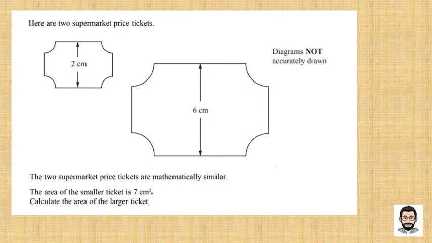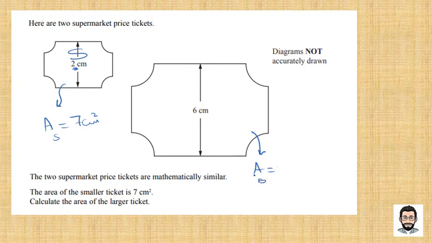The two supermarket price tickets are mathematically similar. So this is similar to this. Yeah, it's clear. The area of the smaller ticket is 7 centimeters squared. The area means, if I shade this part, this is the area. So the area of this small ticket equals 7 centimeter squared. But what about 2? Yes, 2 is the height of this ticket. And he's asking to calculate the area of the larger ticket.